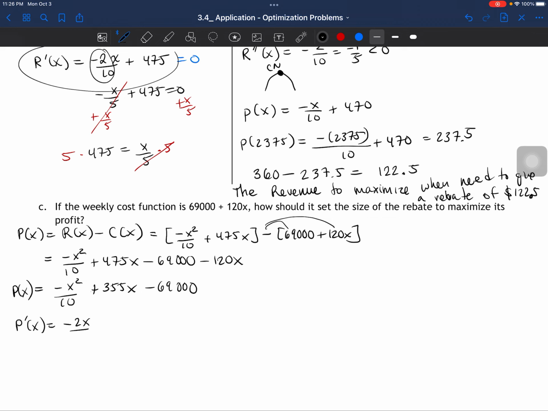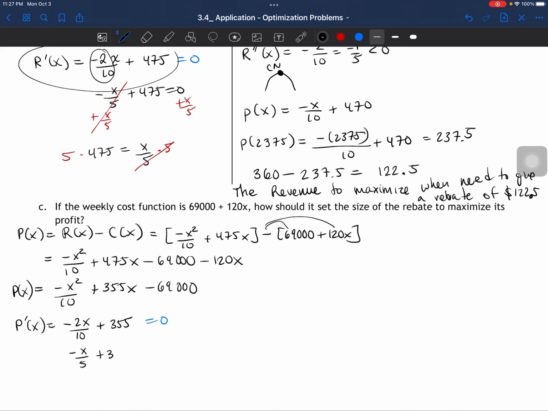So find the derivative of this: bring down the power, subtract 1 from the power, divide by 10, plus 355, right? Drop the x, and the derivative of a constant is 0. And of course, we're going to find out whenever this is equal to 0 or whenever the derivative is undefined. But we know that this is not going to be the case since this is a polynomial and is always defined. But nonetheless, we still have to go through the motions and make sure that that's not going to give us another critical number.